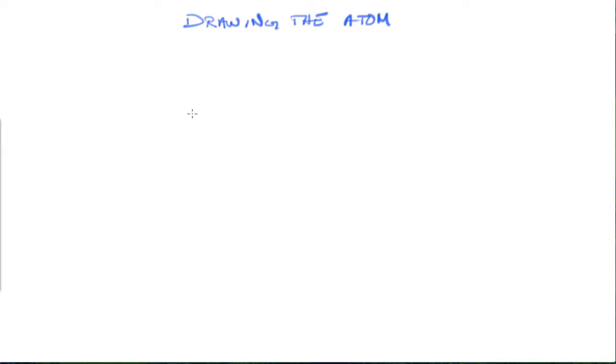So in this lesson, I'm going to show you how to draw the atom. And let's begin by choosing an atom. I'm going to choose the atom fluorine, which has the chemical symbol F, has an atomic number of 9, and an atomic mass of 18.99.